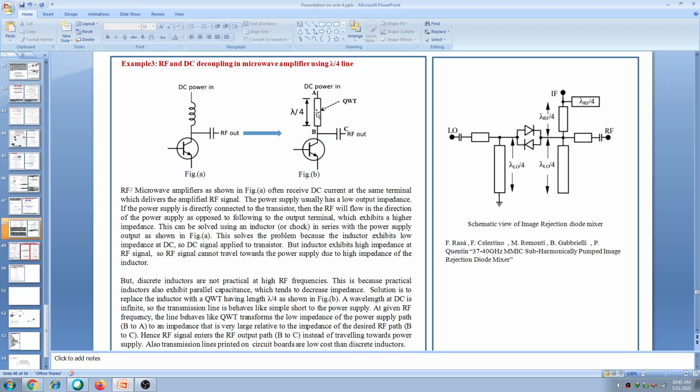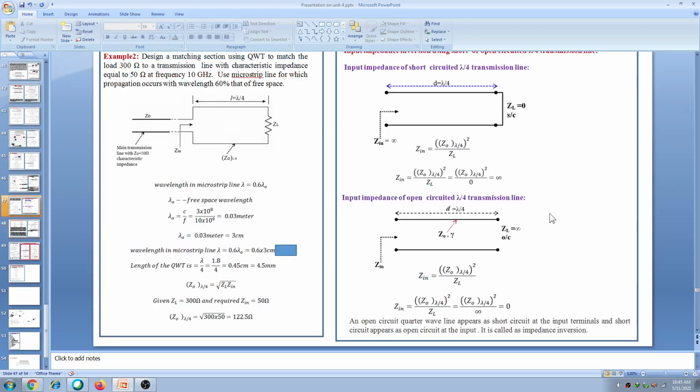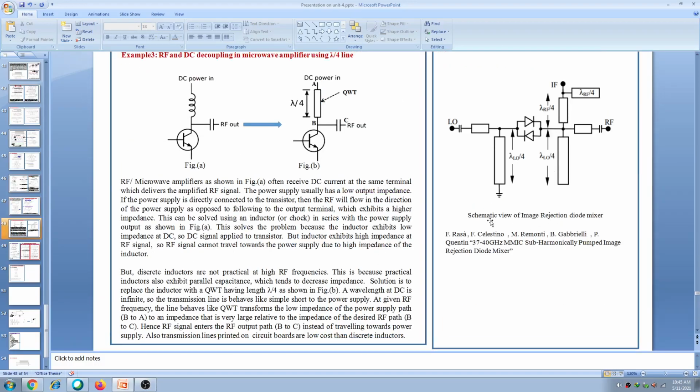It can be used like this for isolation purposes. So the DC source is isolated from the RF output. This RF choke isolates the DC power supply and the RF output. So for many purposes while designing RF circuits, we are using transmission lines because they exhibit all these properties. So this is an example.